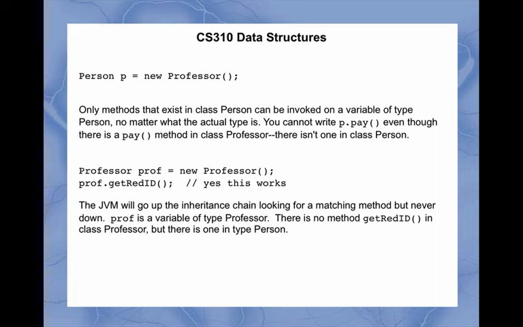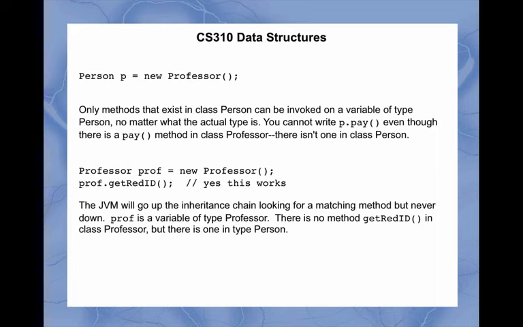We can, however, do the following. Professor prof = new Professor, prof.getRedID. There is no getRedID method specifically in class Professor. There is because it's inherited from class Person. So the JVM will go up the inheritance chain looking for a matching method, but never down. prof is a variable of type Professor. There is no getRedID in Professor, but there is in fact one in class Person.